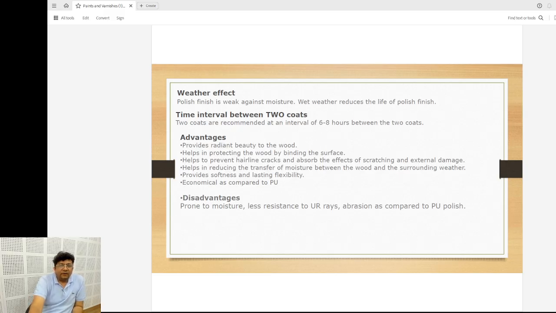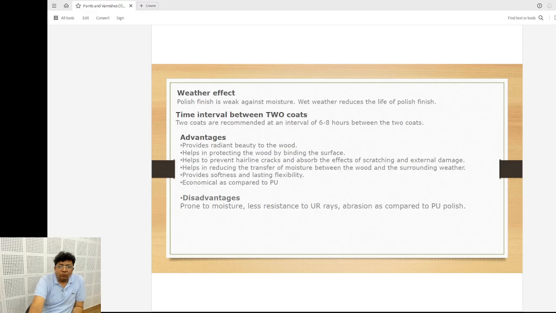Polish finish is weak against moisture. Wet weather reduces the life of polish finish. So we have seen that texture spray polish or the melamine polish is not very much resistant to weather conditions or the moisture conditions.